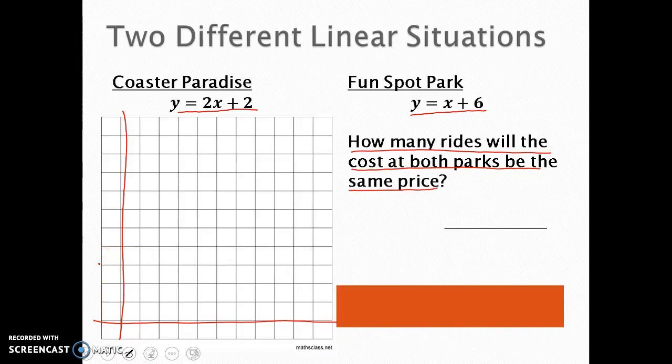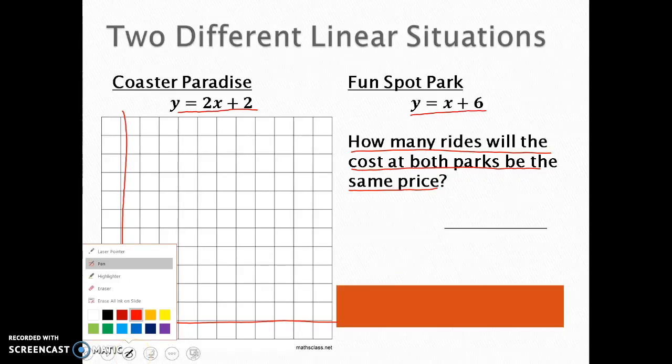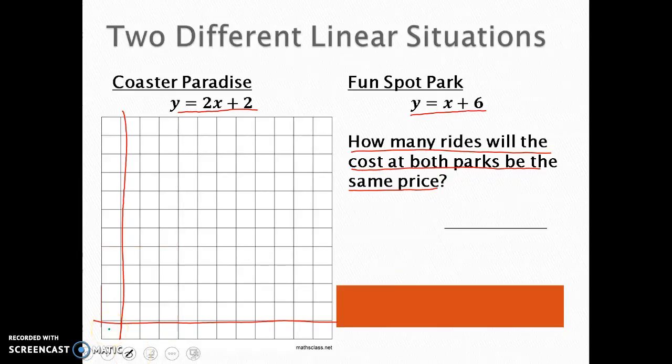At Coaster Paradise, if I'm going to graph this, let's say I graph this in green here. At Coaster Paradise, we're going to start at $2 to get in the door. And then every ride we go on is going to cost $2 more. And so the graph is going to look something like this for Coaster Paradise.